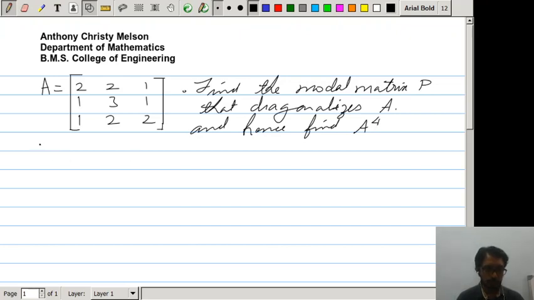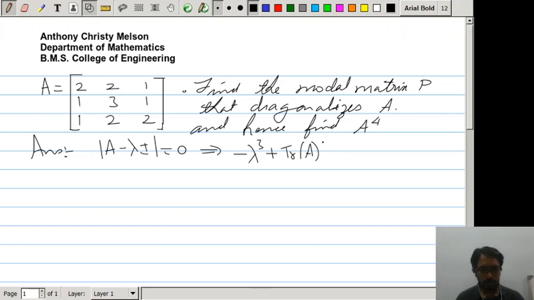Now to begin with, the first step is to find the eigenvalues, for which we use determinant of A minus lambda I equal to 0, which implies minus lambda cubed plus trace of A lambda squared minus sum of the principal minors into lambda plus determinant A equal to 0.